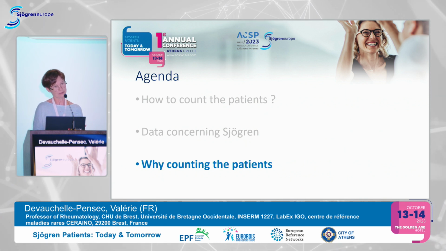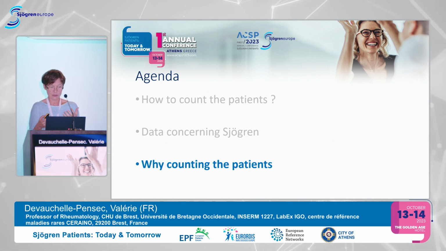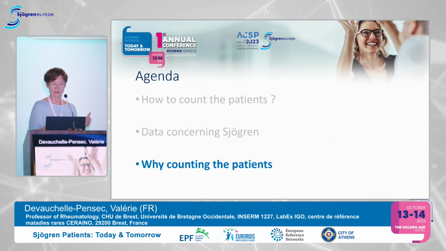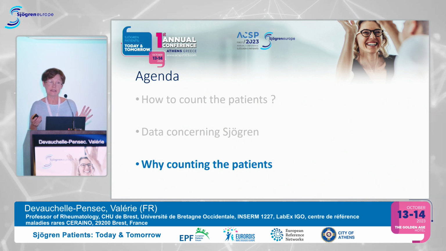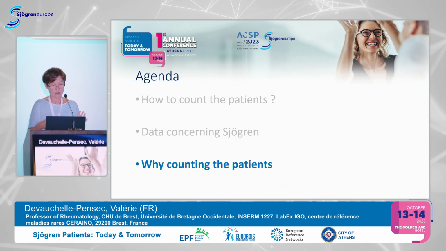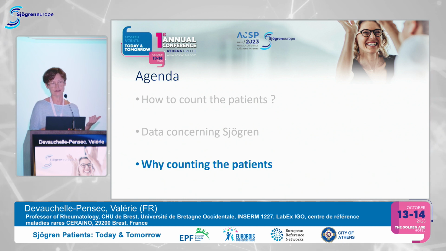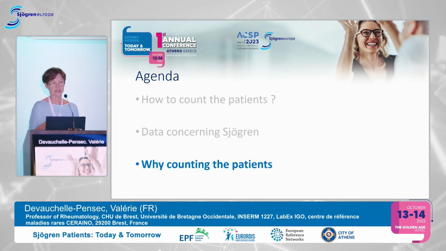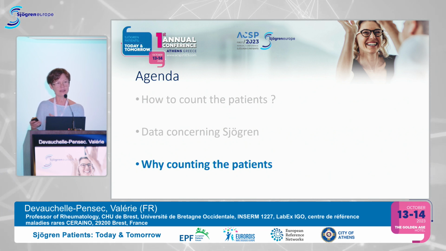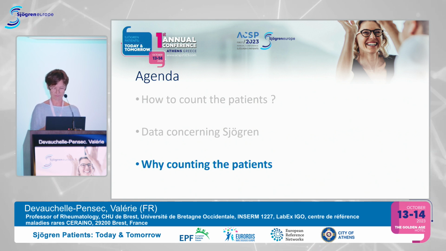So why count the patients? It's very important for us to count the patients. I just want to show you that in Europe, and maybe in other countries, I don't know for Asia, Sjögren is probably more a rare disease. It can affect children. I didn't have time to show you, but children, not the babies, but children can also have Sjögren. And if in adults it's rare, in children it's very rare.